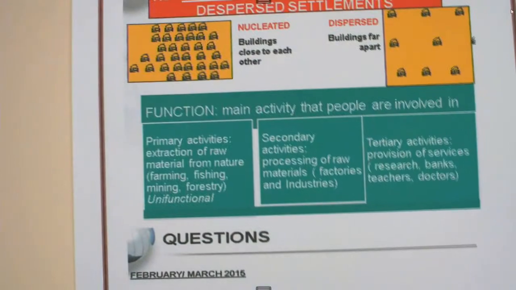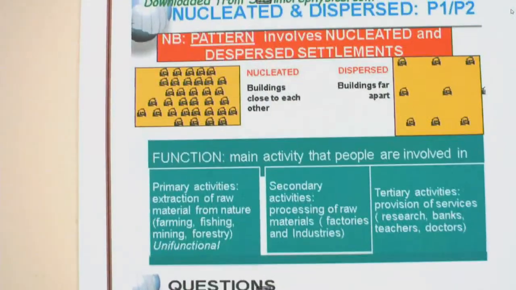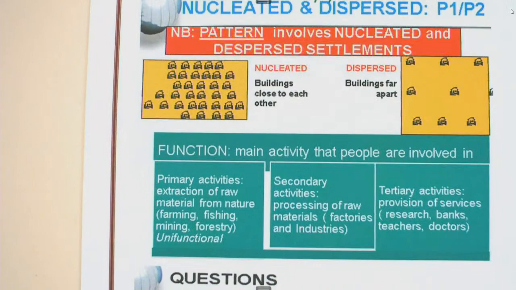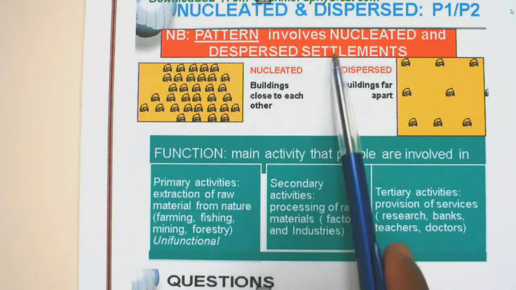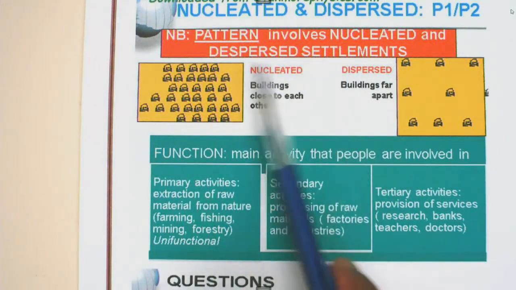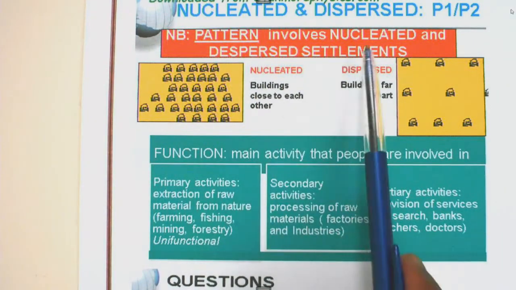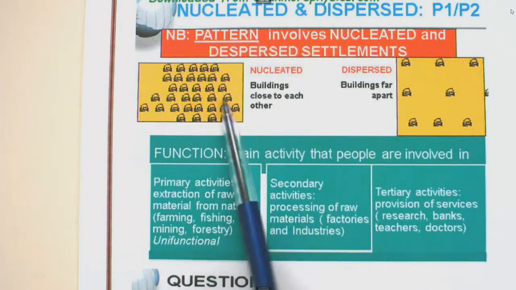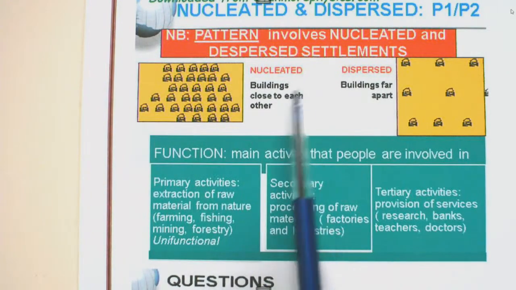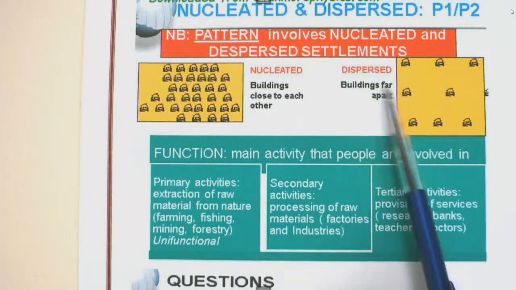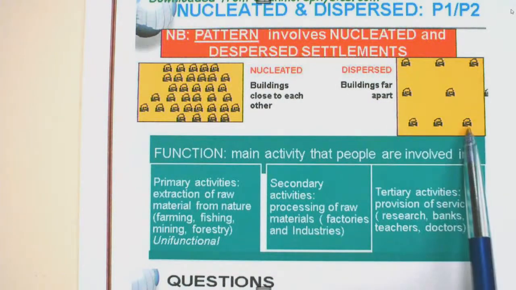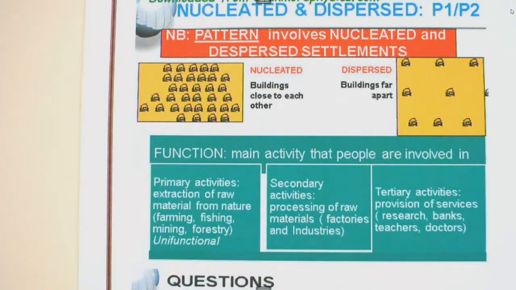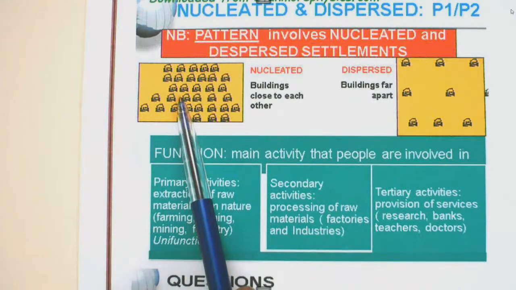Right, patterns. They can be isolated or dispersed. Pattern involves nucleated and dispersed. Isolated and dispersed is the same thing. They can be nucleated and dispersed. This is a nucleated pattern where buildings are closer to one another. Dispersed is buildings are far apart, as you can see on these two diagrams. This one is dispersed or isolated. This one is nucleated or compact.